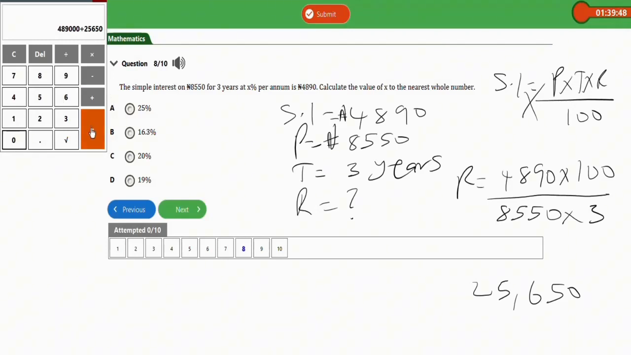So what's the output? We have it to be 19.06, and we have to calculate the value of X to the nearest whole number. Guys, the 0 is not up to 5, so you can round it off to 19. So basically the answer to this question is option D, 19%. That's the value to the nearest whole number. It's as simple as this.